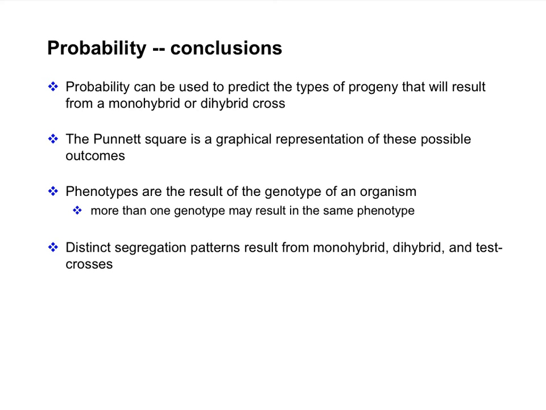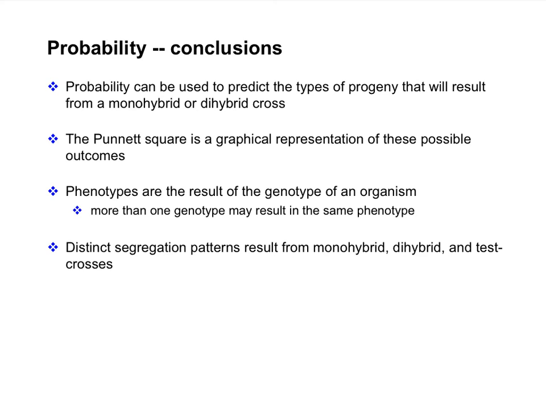Probability can be used to predict progeny, but remember, we're talking about a large sample size. The larger your sample size, the more accurate your probability prediction. Any given toss of a coin can be heads. You can get 10 heads in a row, but the odds of getting 30,000 heads in a row in a completely random flip is very, very difficult to perceive happening. So the Punnett square is a graphical representation of these possible outcomes. The whole point of showing you this is to show you the math behind the Punnett square.